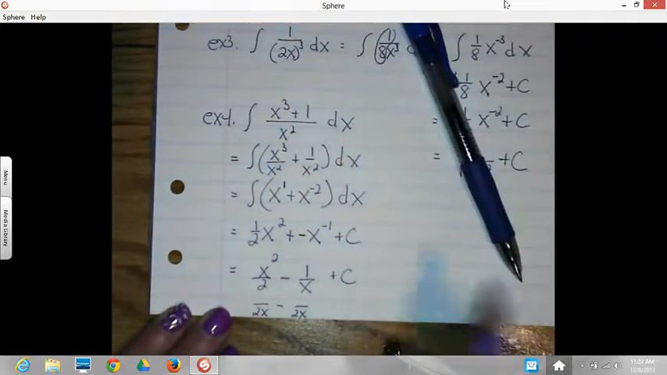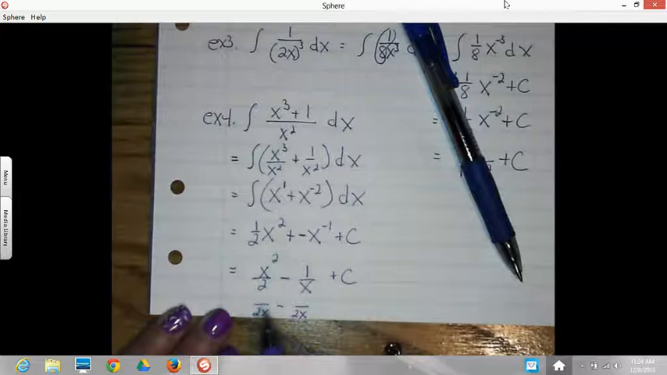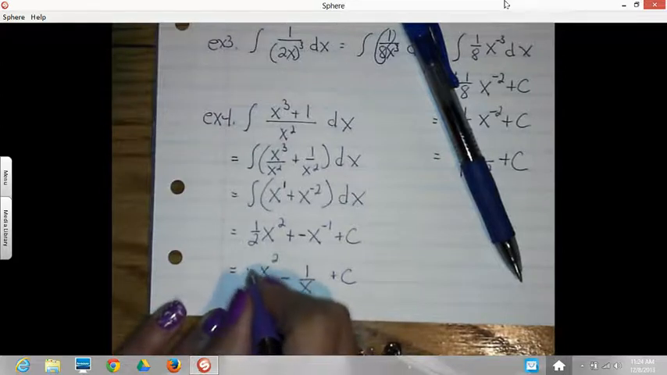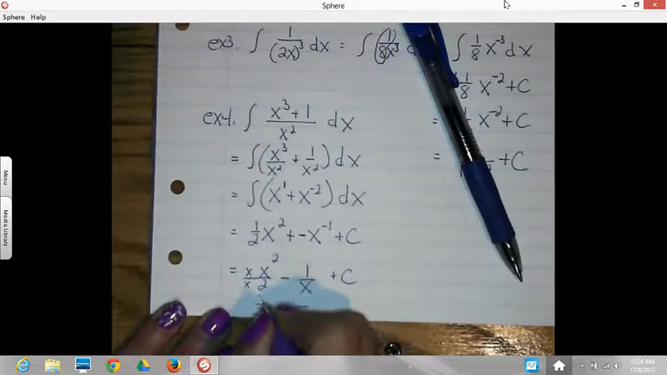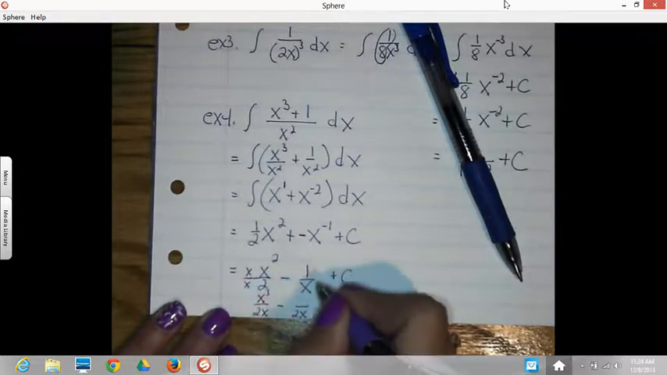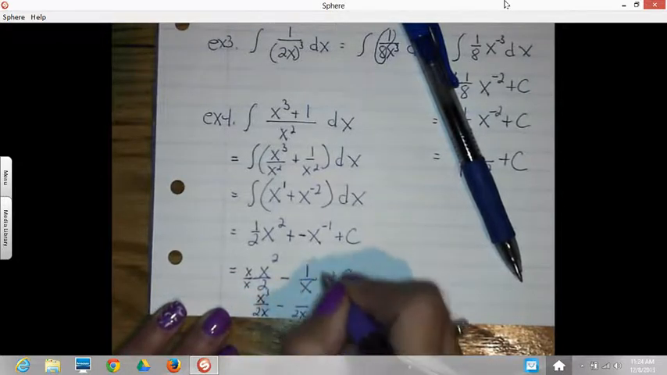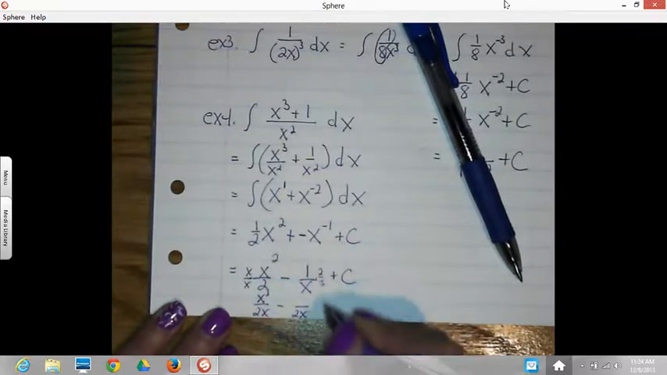So I've got to hit each of these with a 1. To get a 2x denominator, I've got to multiply this by x over x. That will give me x cubed. Got to hit this with a 1. I've got to multiply by the 2. That will give me 2 over 2x.